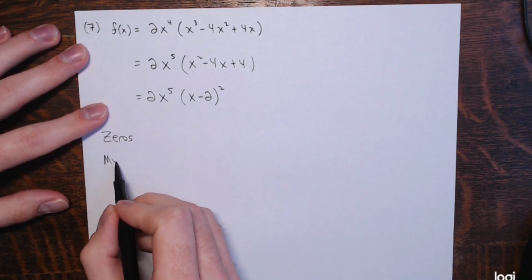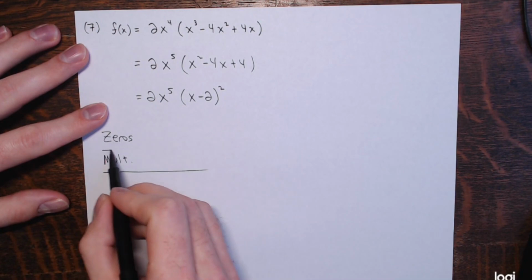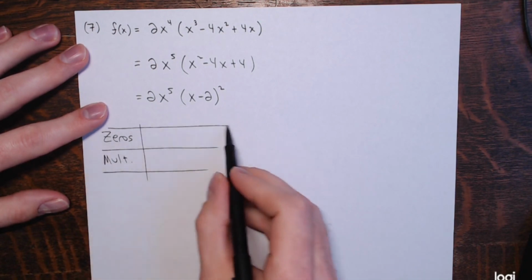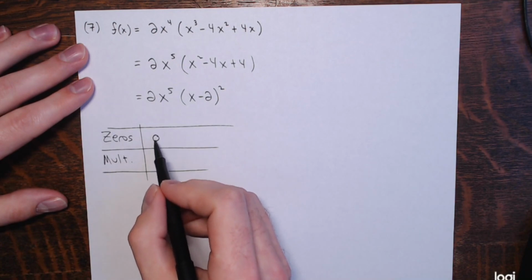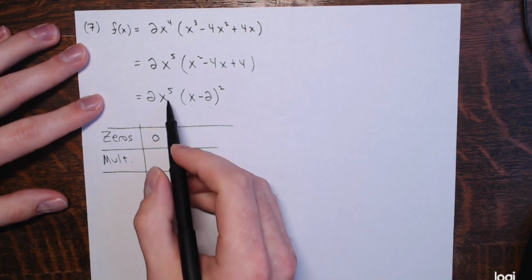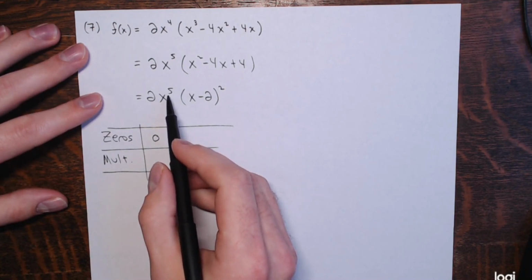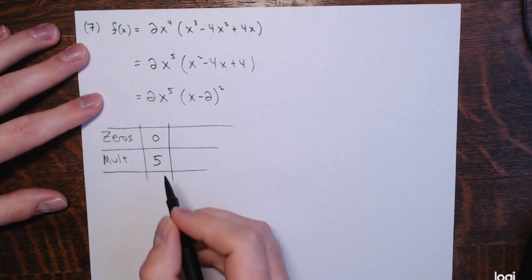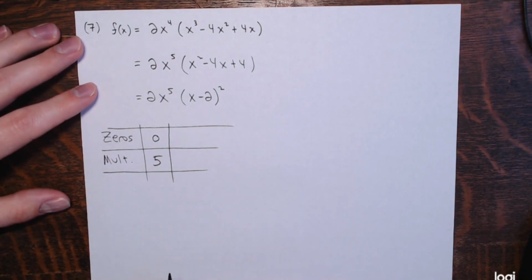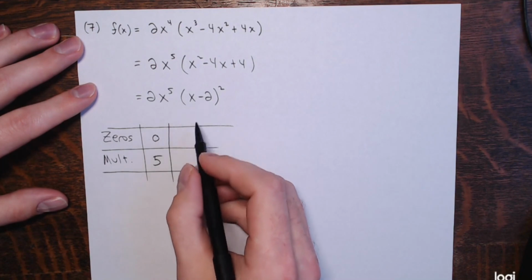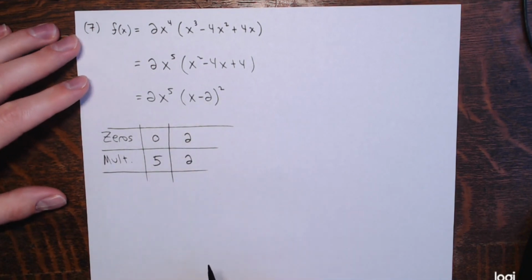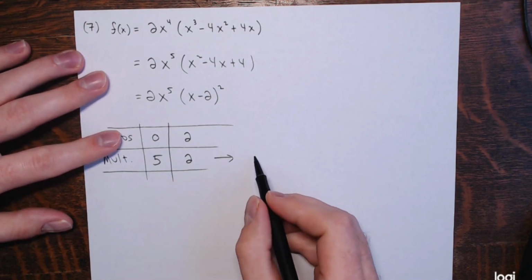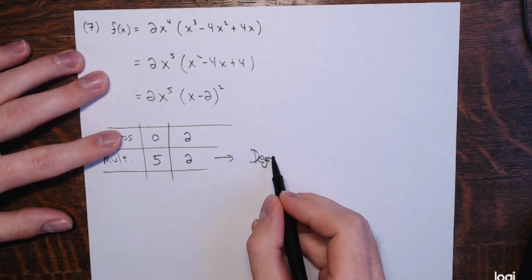I'm just going to put mult this time. All right. Now x is a factor, so x equals 0 is a 0. But it's a factor 5 times. So a multiplicity of 5. And then x minus 2 is a factor, right? So x equals 2 is a 0, and there are 2 of those, so the multiplicity is 2 as well. Add them up, add up the multiplicities. This is a degree 7 polynomial.